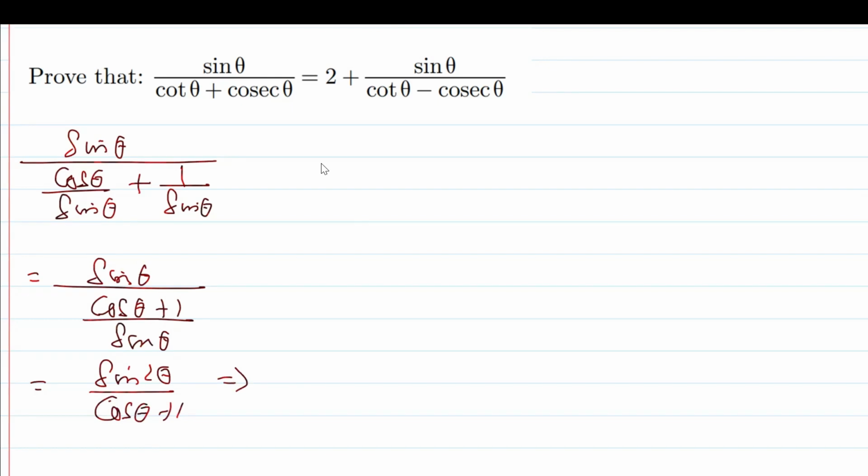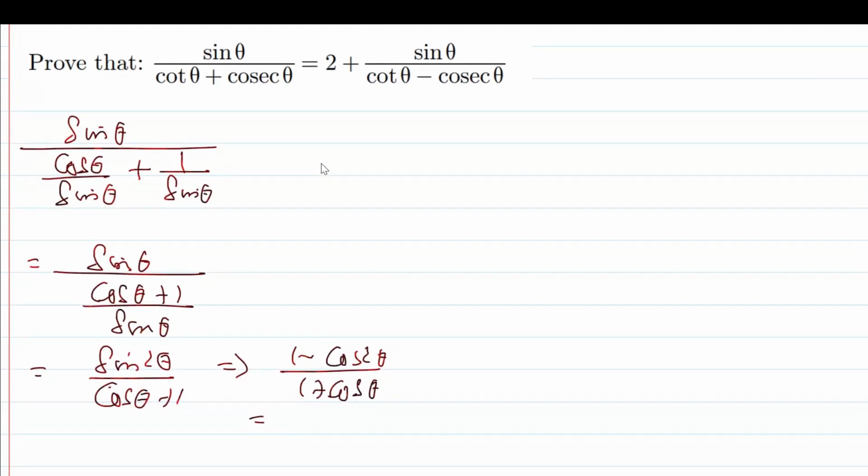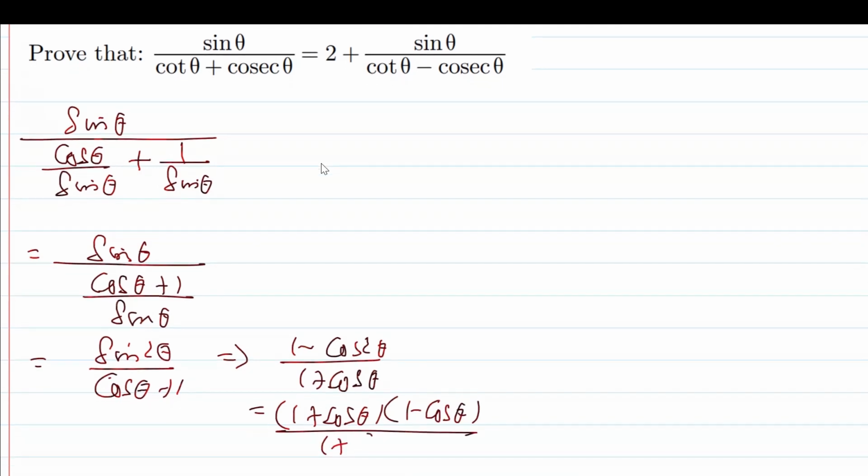Right, so what is sin square? I can write sin square as 1 minus cos square theta, and below it is 1 plus cos theta. You can check over here that if I split using identity of a plus b, a minus b, it's 1 plus cos theta into 1 minus cos theta, and that divided by 1 plus cos theta. So here 1 plus cos theta gets cancelled. So we got the LHS in the simplified form, and that is 1 minus cos theta.